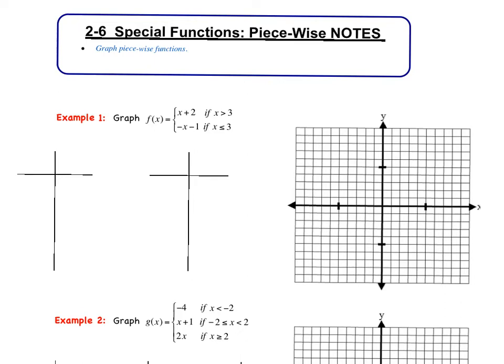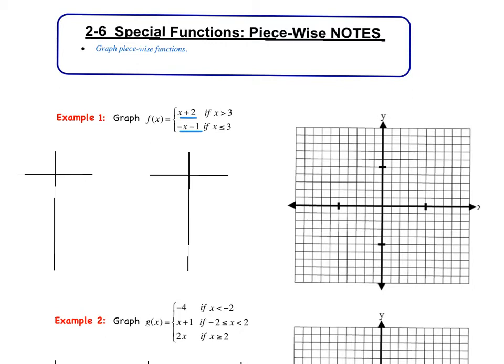Today's video is going to cover graphing what we call piecewise functions. Piecewise functions are going to have multiple pieces on the graph, unlike a line that has only one piece. If we look at example number 1, we're going to see two different equations. That tells us we're going to have two different pieces to our graph.